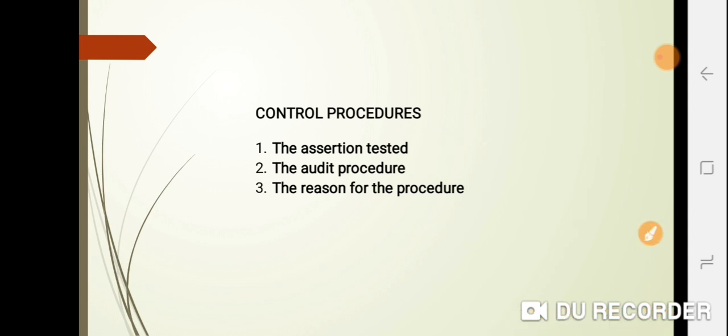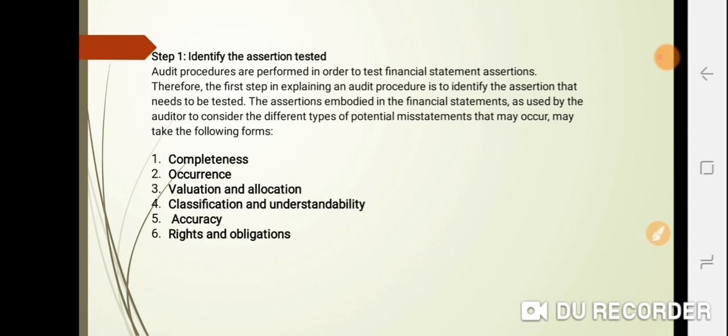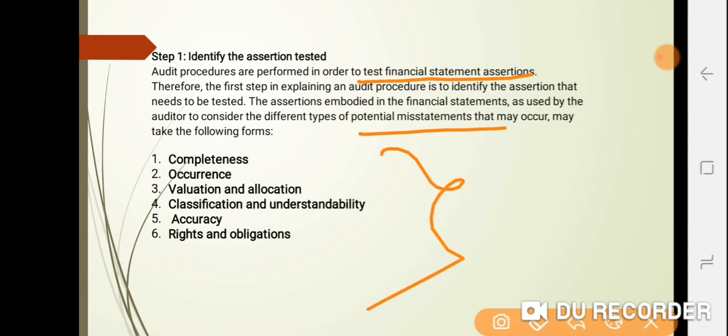Okay, let's take up the first one, that is identifying the assertion tested. See, audit procedures are performed in order to test the financial assertions. Therefore, the first step in explaining an audit procedure is to identify the assertion that needs to be tested. The assertions embodied in the financial statement are used by the auditor to consider the different types of potential misstatements that may occur, which may take the following forms. See here, the potential misstatements can happen in the following forms. Okay, so we'll know what this is.